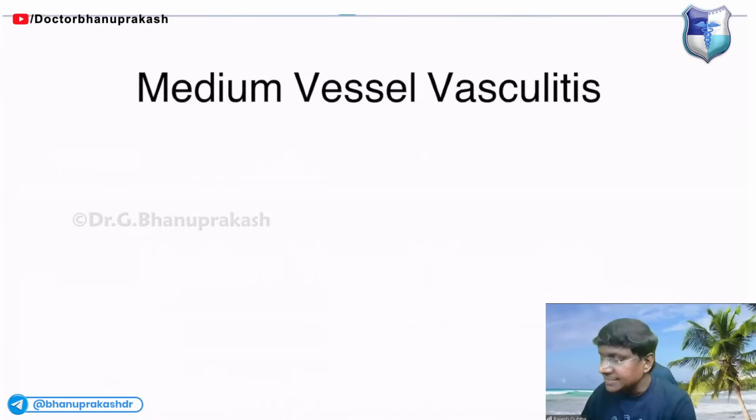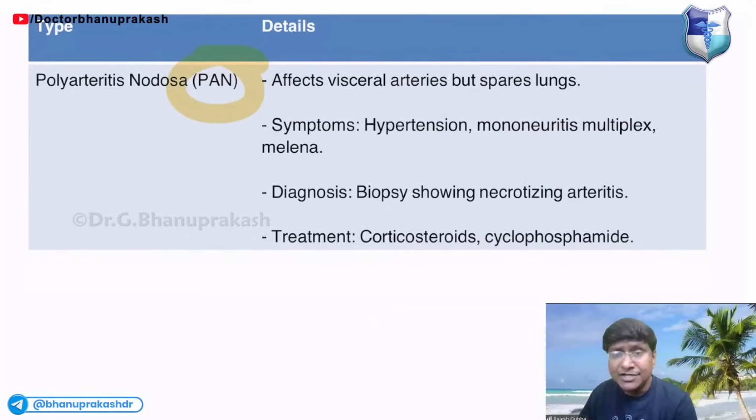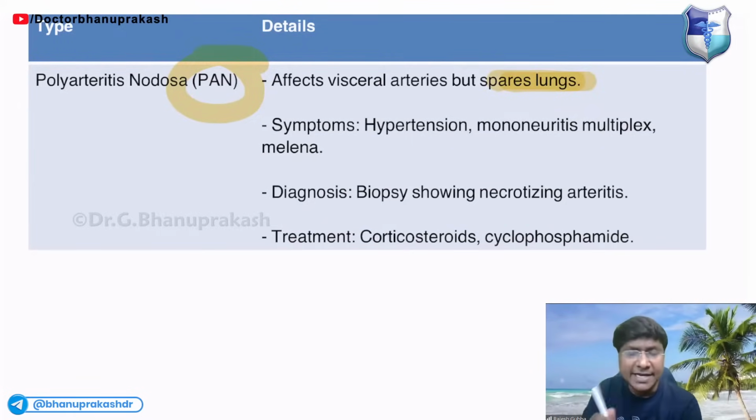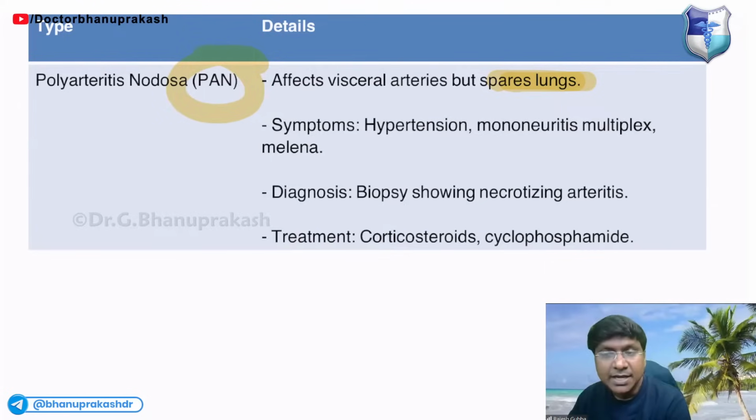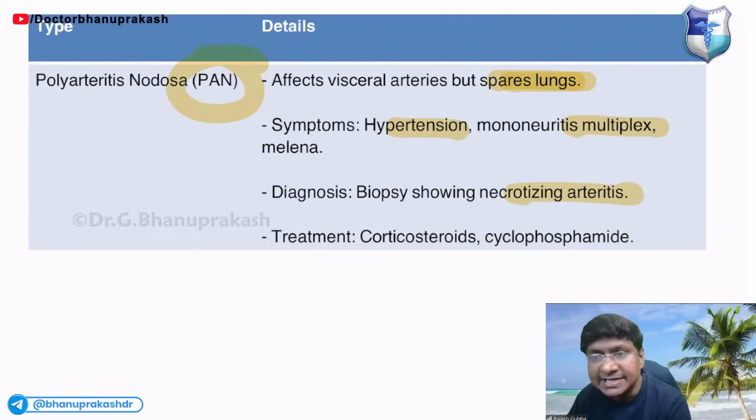Then next, let me take up another important medium vessel vasculitis, that is polyarteritis nodosa. Let me tell you, it affects all the organs, but the organ that is spared in polyarteritis nodosa is lung. If lung involvement is there in the clinical scenario, it is not polyarteritis nodosa. And what are the symptoms then? Hypertension and mononeuritis multiplex. How will you diagnose? By doing biopsy, which will show necrotizing arteritis.